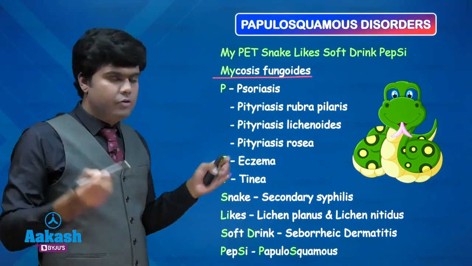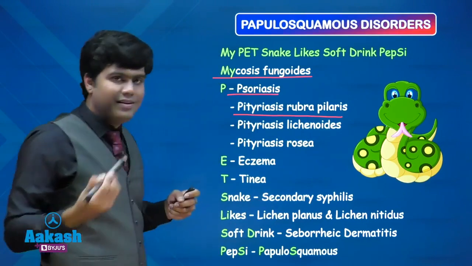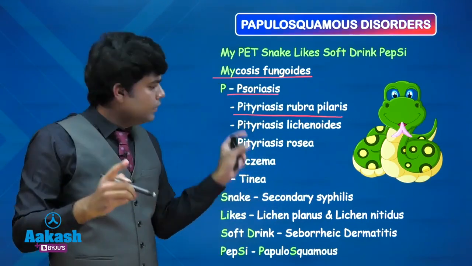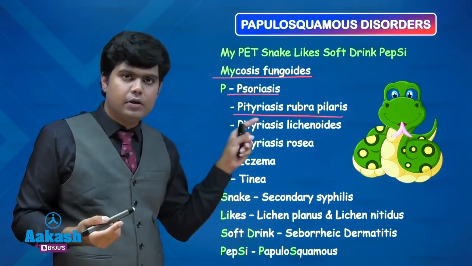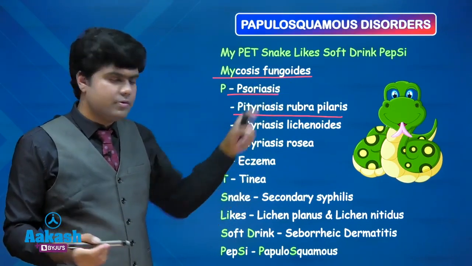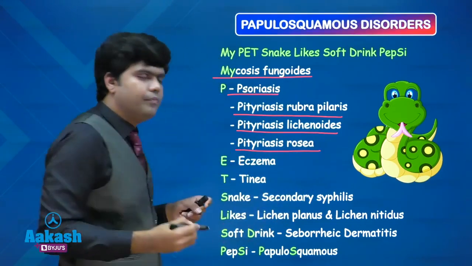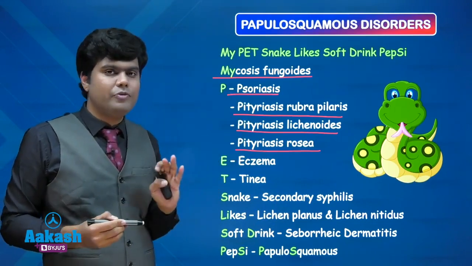P for psoriasis, PRP, that is pityriasis rubra pilaris. So wherever you see pityriasis, what is the meaning of pityriasis in dermatology? The name itself can provide you a clue. Pityriasis means scaling. So scaling we will connect to papulosquamous. Pityriasis lichenoides, again pityriasis rosea. So pityriasis, wherever you get scaling, you can think of papulosquamous disorder.